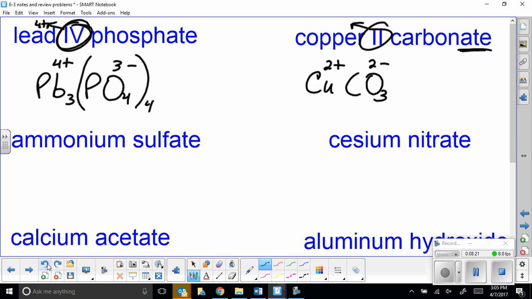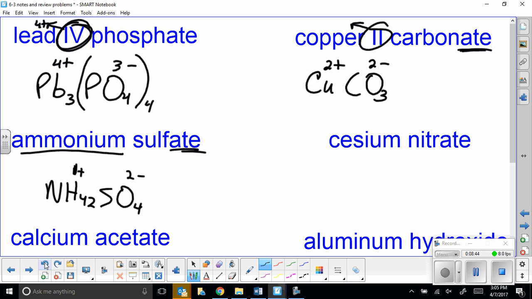No parentheses needed. Ammonium. This is not an element. This is a polyatomic ion. Ammonium is NH4, and it's a 1 plus charge. And then again, I've got this ATE ending, so I know it's a polyatomic ion, SO4. And leave a little room here again in case you need parentheses with something. And SO4 is a 2 minus. So here I'm going to cross the 2. Again, I can't just put a 2 there.